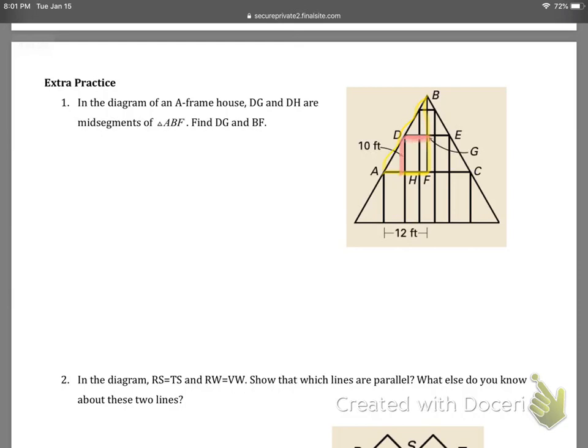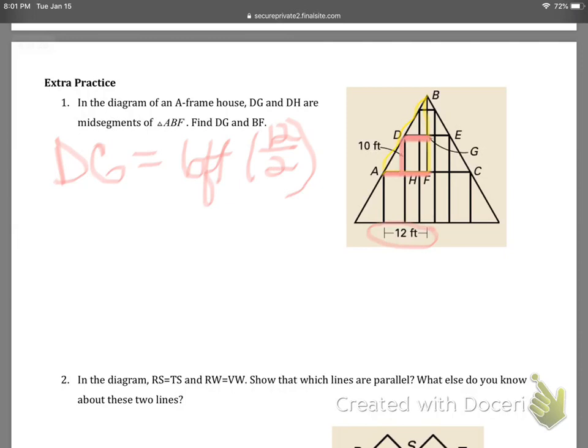Here is DG right here. And what I'm seeing is it is parallel to AF, which is the bottom of that triangle. They give me a measurement of 12 feet for AF. Because DG is a mid-segment, it must be half of that. So right now I know that DG equals 12 divided by 2, which is 6 feet. And what I did was I said 12 divided by 2 to get that.